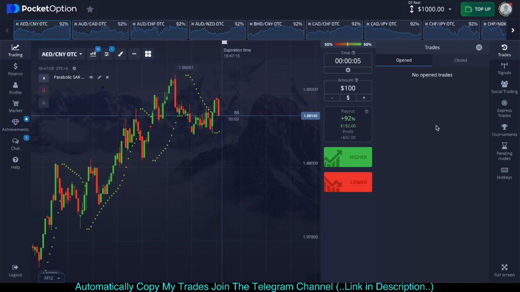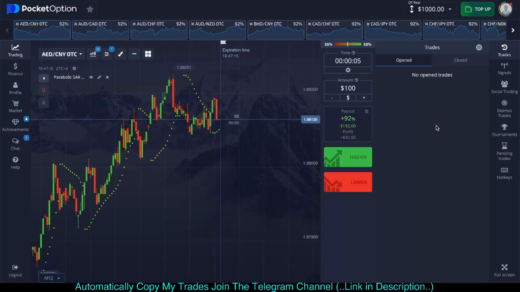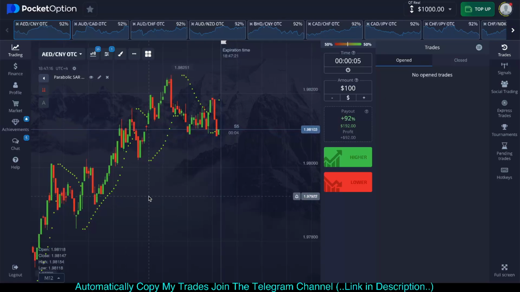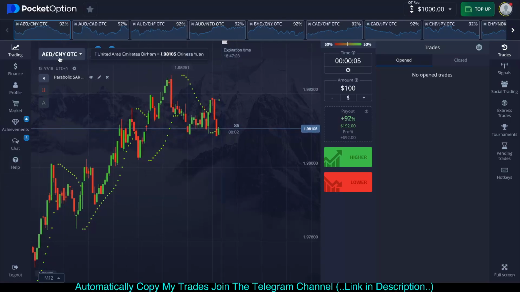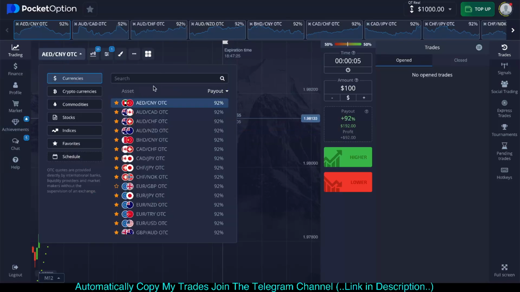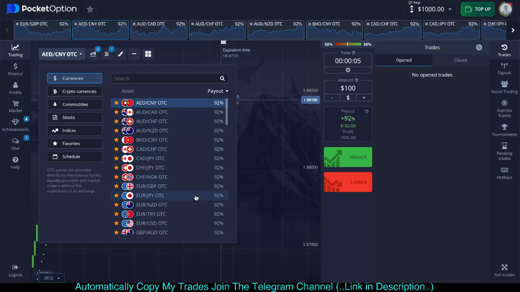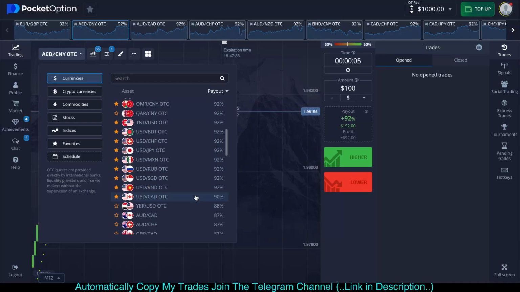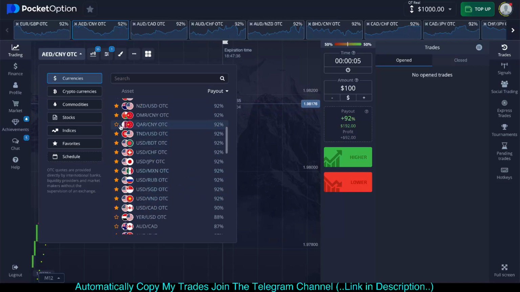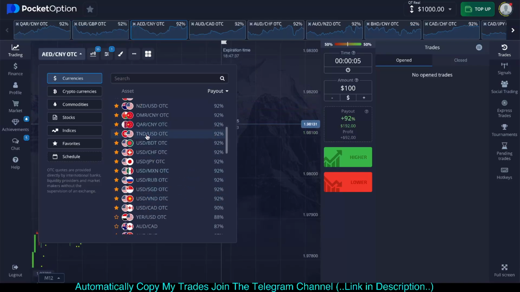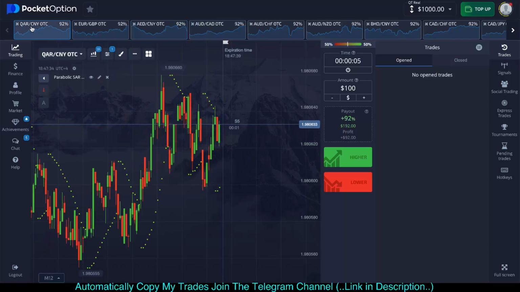Now, without any delay, let's get started, because this strategy is extremely simple. So I want you to watch this video properly till the end, so that you can understand exactly how you can make trades. Firstly, you just make all of these currency pairs favorite. Just make the stars yellow, and they will appear here. All of these mostly have a 92% payout. If you see a 92% payout, just make it yellow and it will appear here.